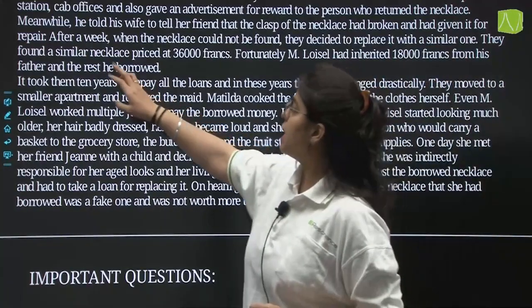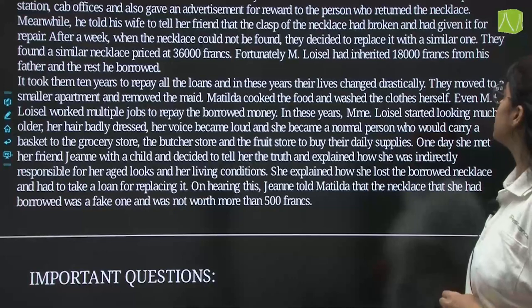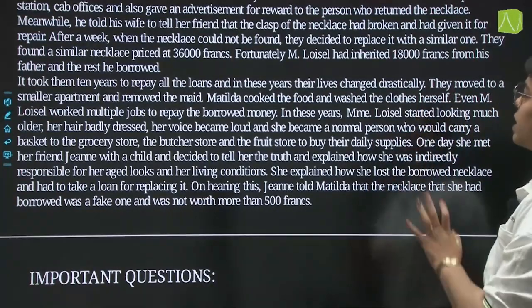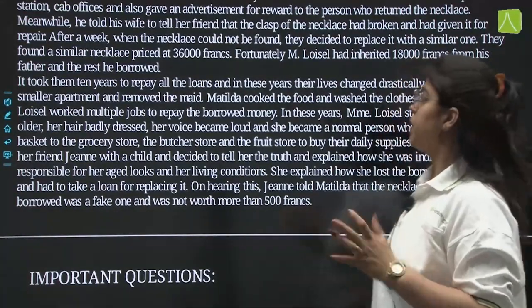After a week, when the necklace couldn't be found, they decided to replace it with a similar one. So here the story begins, the actual story where Matilda also made her husband suffer.